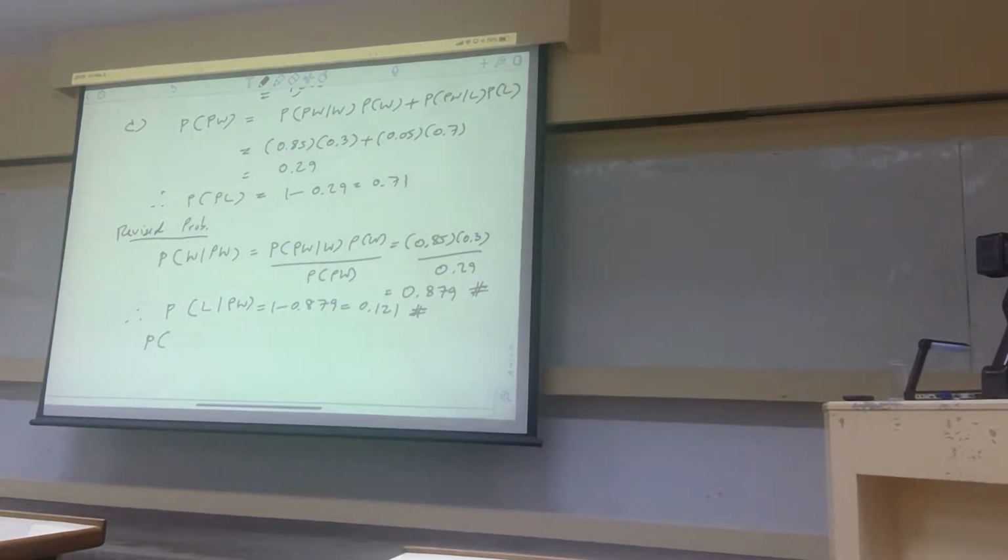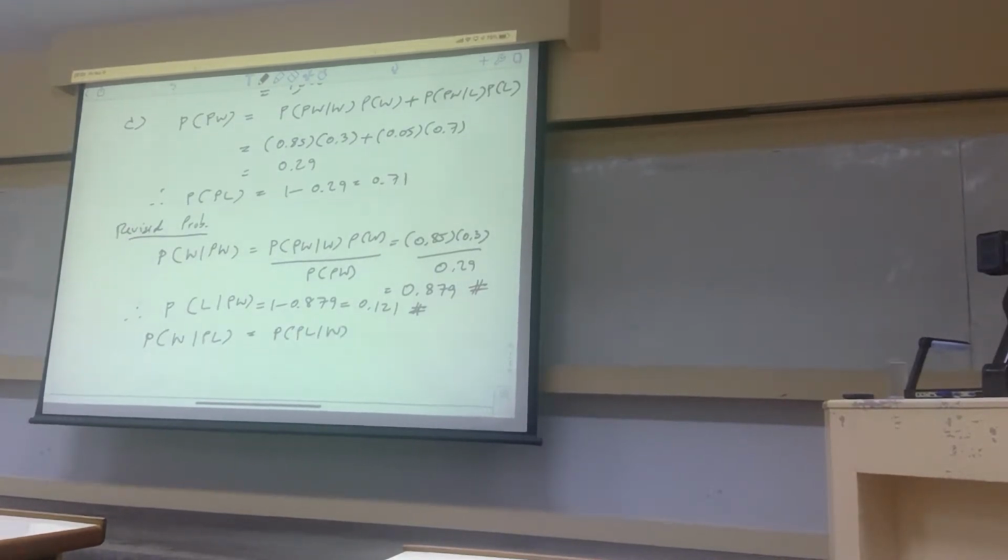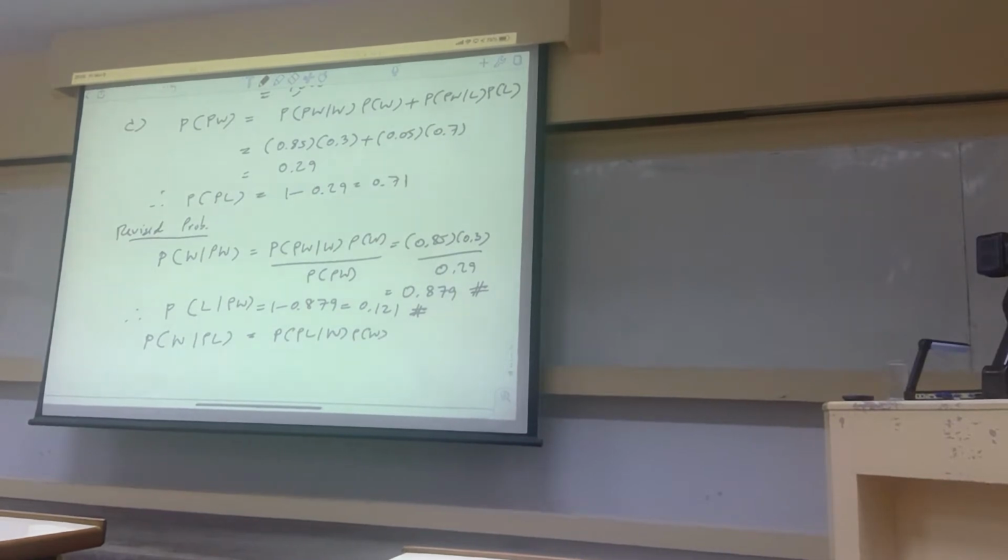So we have this one and this one. Now the probability of win the case given predict lose, we're going to have 0.15 and 0.3 divided by 0.71.